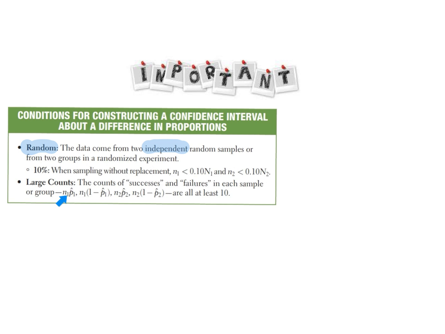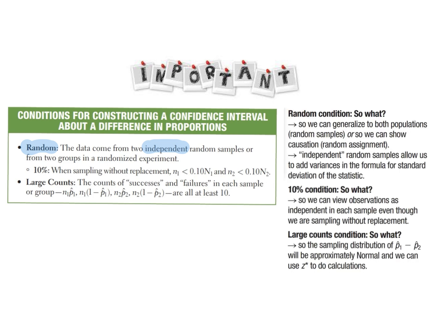Make sure you're using p hat. This is where your successes and failures both have to be at least 10. And now, big picture conceptually, why do we do these things? Why do we have to check the random? It's so we can make a generalization to both populations where we have random samples, or if we're talking about an experiment, it's so we can show causation. Why do we now have to say that these are independent of each other? It's so we can add the variances in the formula for standard deviation of the statistic.